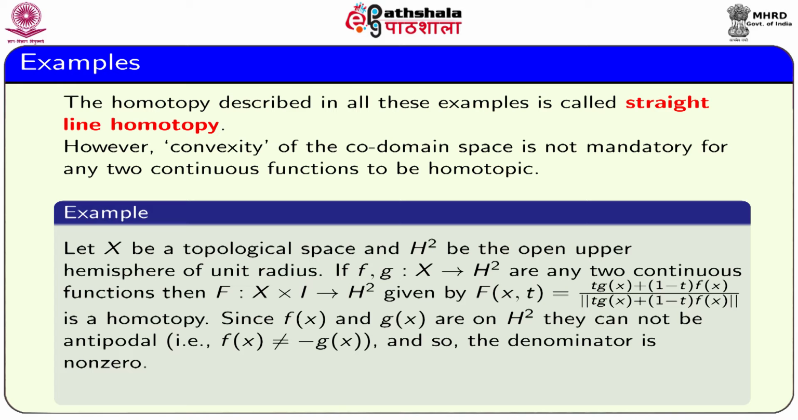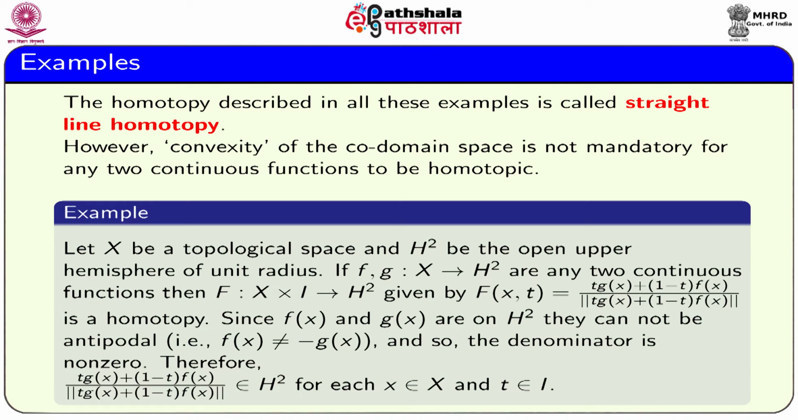Now, of course, we have to verify that f(x) and g(x) can never be antipodal points, so the denominator is not vanishing. What I mean by antipodal points is that they are diametrically opposite points, and that is not possible because we are taking only the open upper hemisphere of unit radius. Therefore, capital F is serving as a homotopy between f and g.